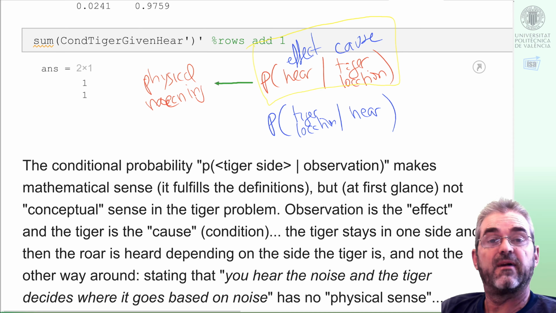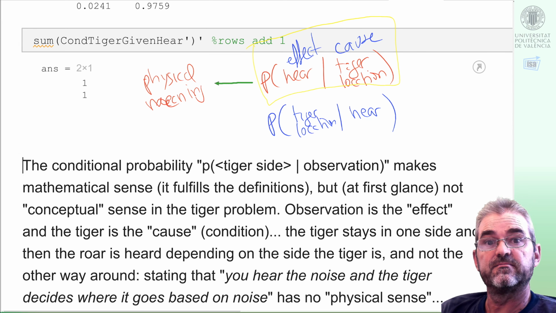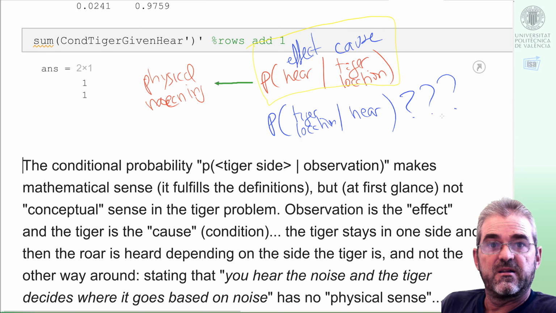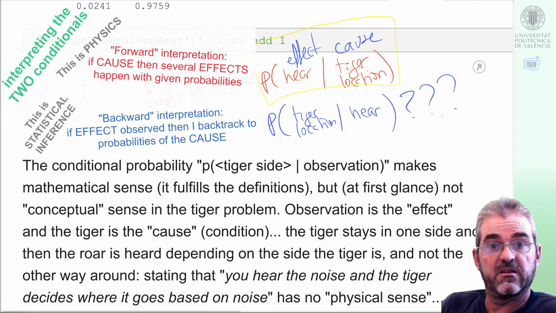And I decomposed my problem into building a marginal, non-conditional probability of the cause, the tiger location, and then building a conditional probability table of the probability of a given effect given a location of the tiger. However, that physical meaning is absent from the second conditional probability table. I mean, hearing the roaring noise is not the cause of the tiger location. So the physical meaning is sort of reversed. Does it mean that it is somehow incorrect?